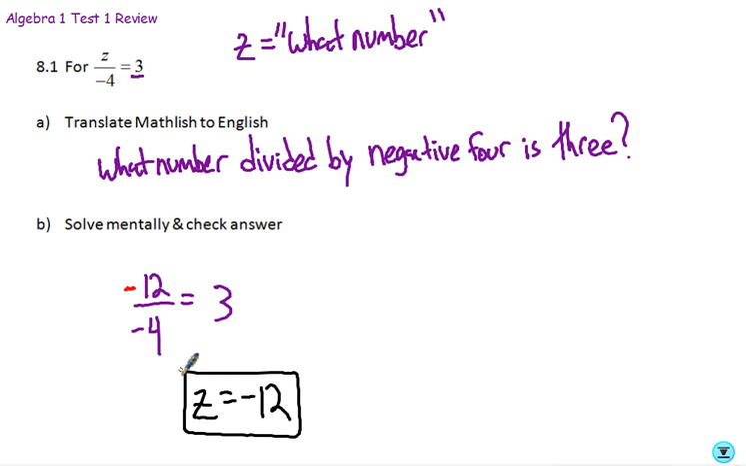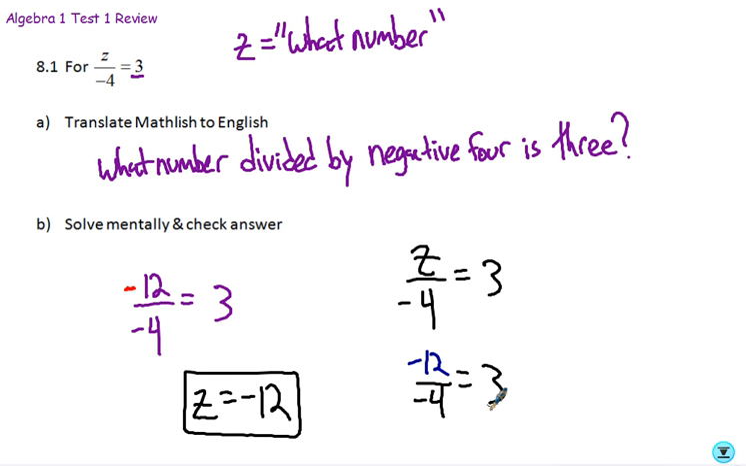And I can test that if I wanted to. If I wanted to go back to the original equation here and just check it, if I substituted in a -12, let's say we plugged in a -12 right there. And I've already kind of proven it, but we're just showing this again, that, yeah, indeed, that does give us a +3. Alright, so take a moment and try 8.2 and 8.3 on the right.